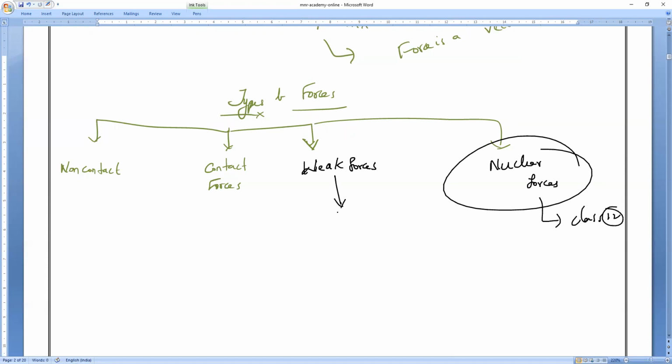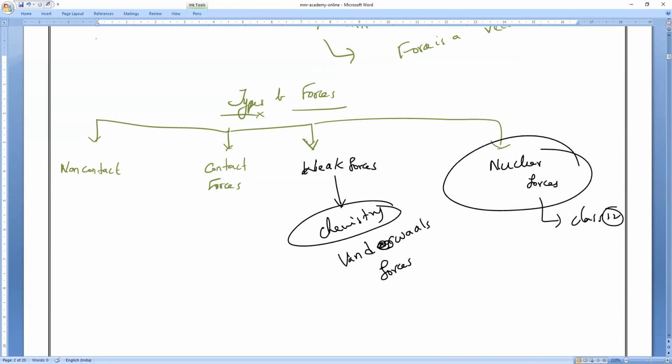And for weak forces, one of the examples, actually we will study weak forces in chemistry. One of the examples is Van der Waals forces. So these are the examples of weak forces. Of course, this also will be studied in chemistry. So we do not have any importance here.